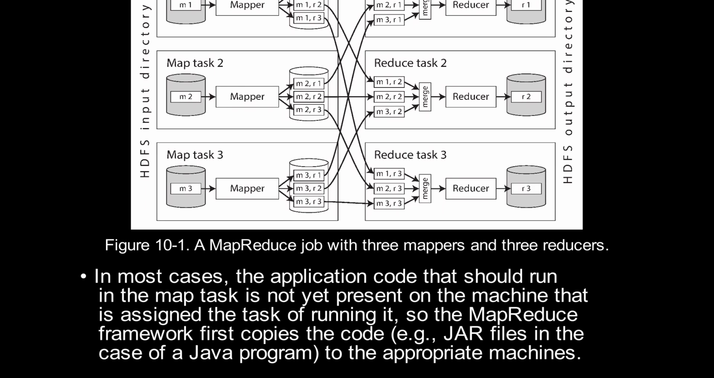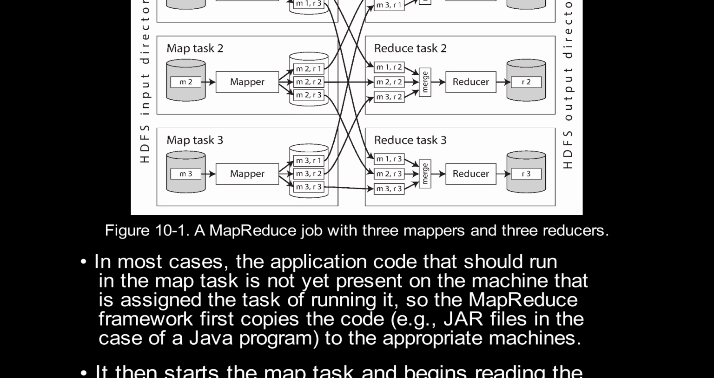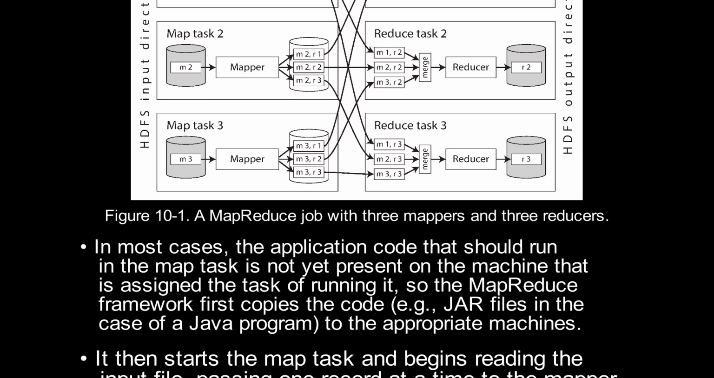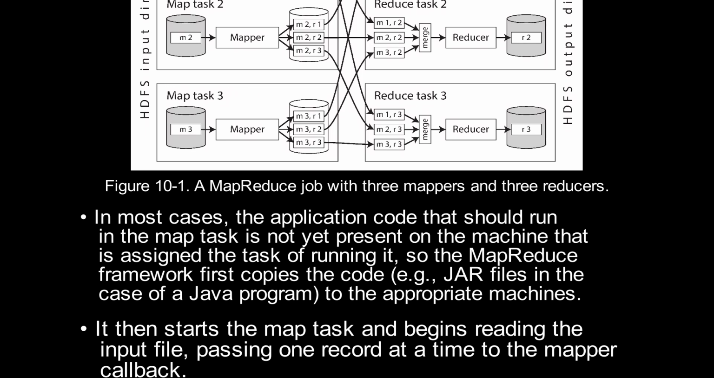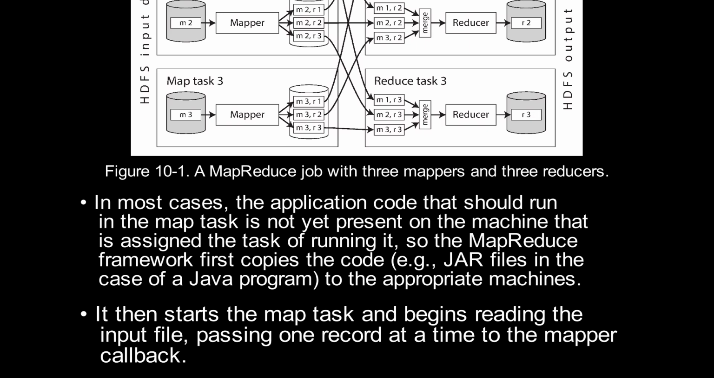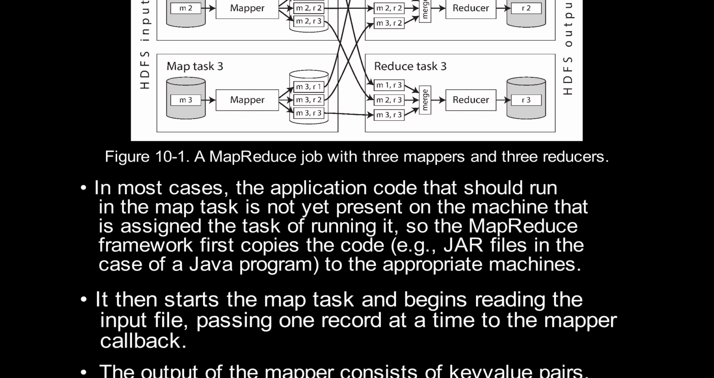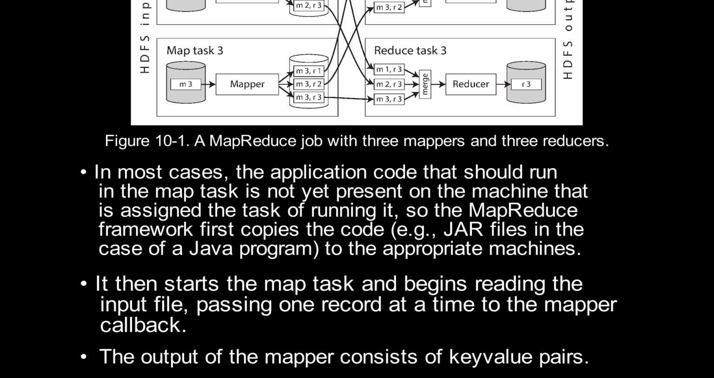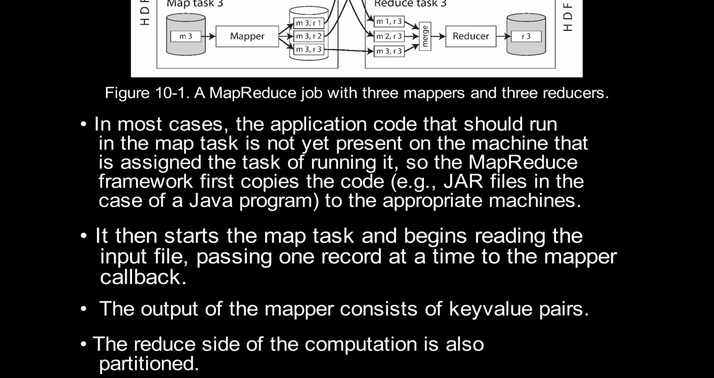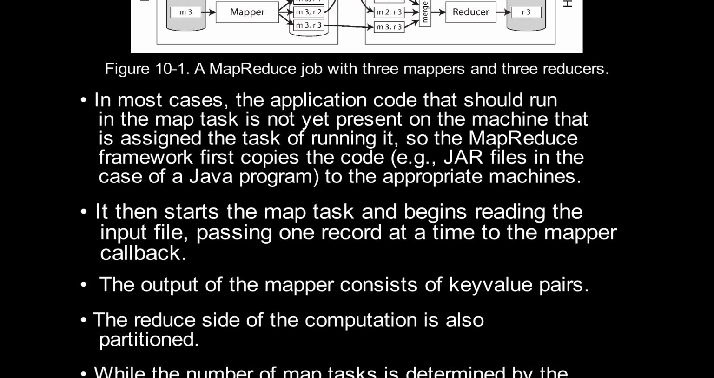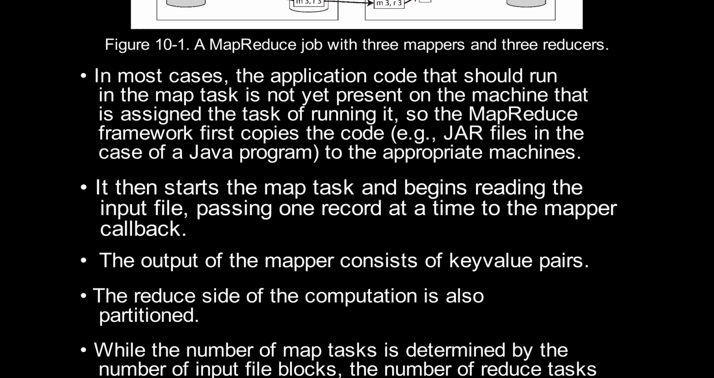In most cases, the application code that should run in the map task is not yet present on the machine that is assigned the task of running it, so the MapReduce framework first copies the code, e.g., JAR files in the case of a Java program, to the appropriate machines. It then starts the map task and begins reading the input file, passing one record at a time to the mapper callback. The output of the mapper consists of key value pairs.